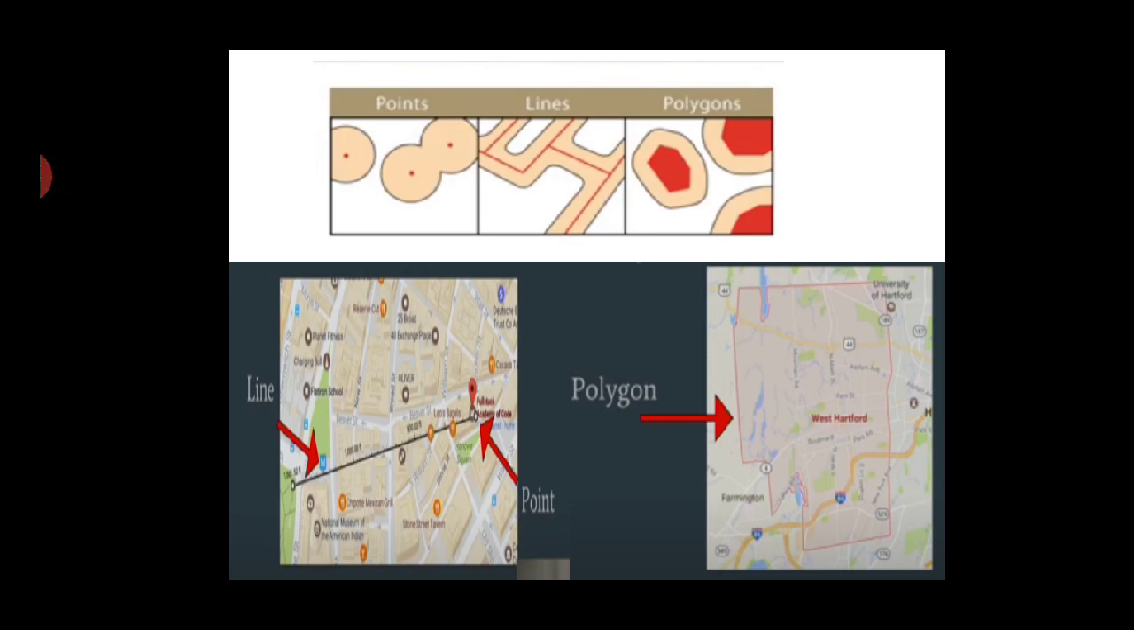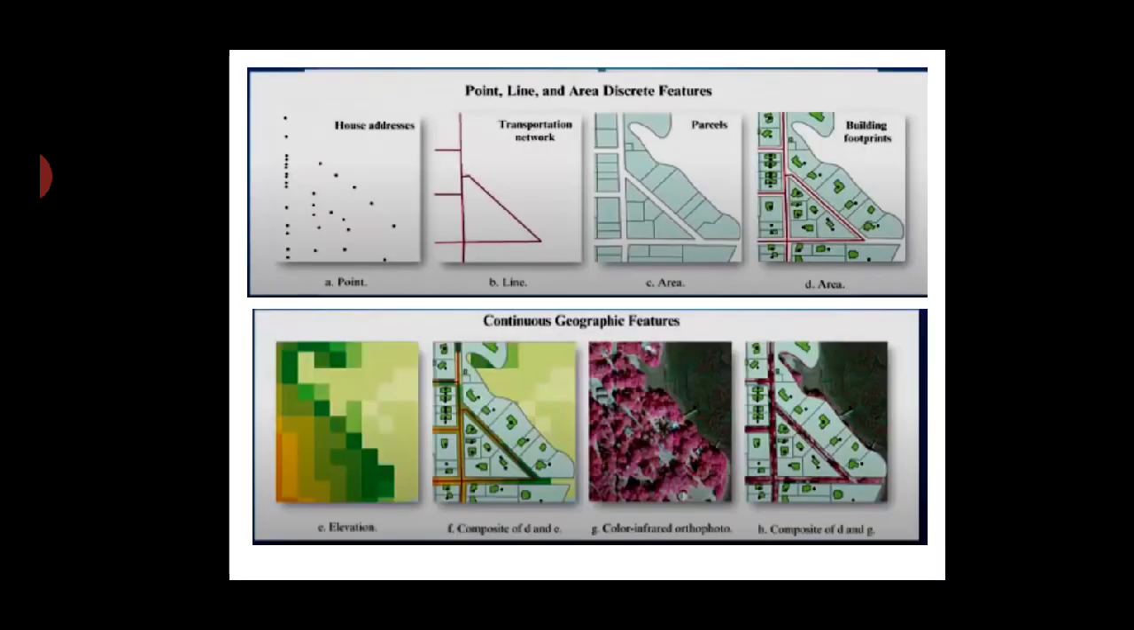The vector model can be represented in terms of points. When these points connect to each other, they form lines, and when these lines connect to each other, they form a polygon. So this is an example of a point, this is a line, and this is a polygon. This is how the lines are formed, and once the lines are joined, polygons are formed. So this is the representation of the vector file. So this is another point, this is a line, this is the area, and this is how the area looks with all the other details present in that area.